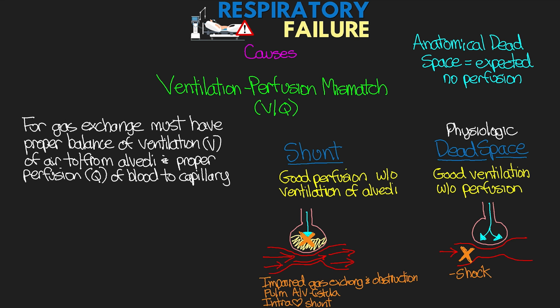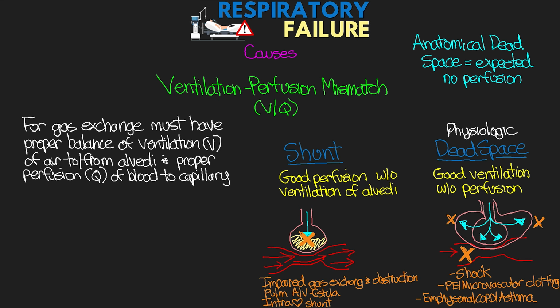We can also have things like a pulmonary embolus or a PE, or microvascular clotting, where now we're blocking blood flow to that capillary via a clot. But we can also have things like emphysema, COPD, and asthma. And here we can have airway limitation, so not being able to move air back out, causing it to be trapped inside and hyper expanding the lungs and the alveoli, or due to a loss of elasticity, also leading to enlarged alveoli.